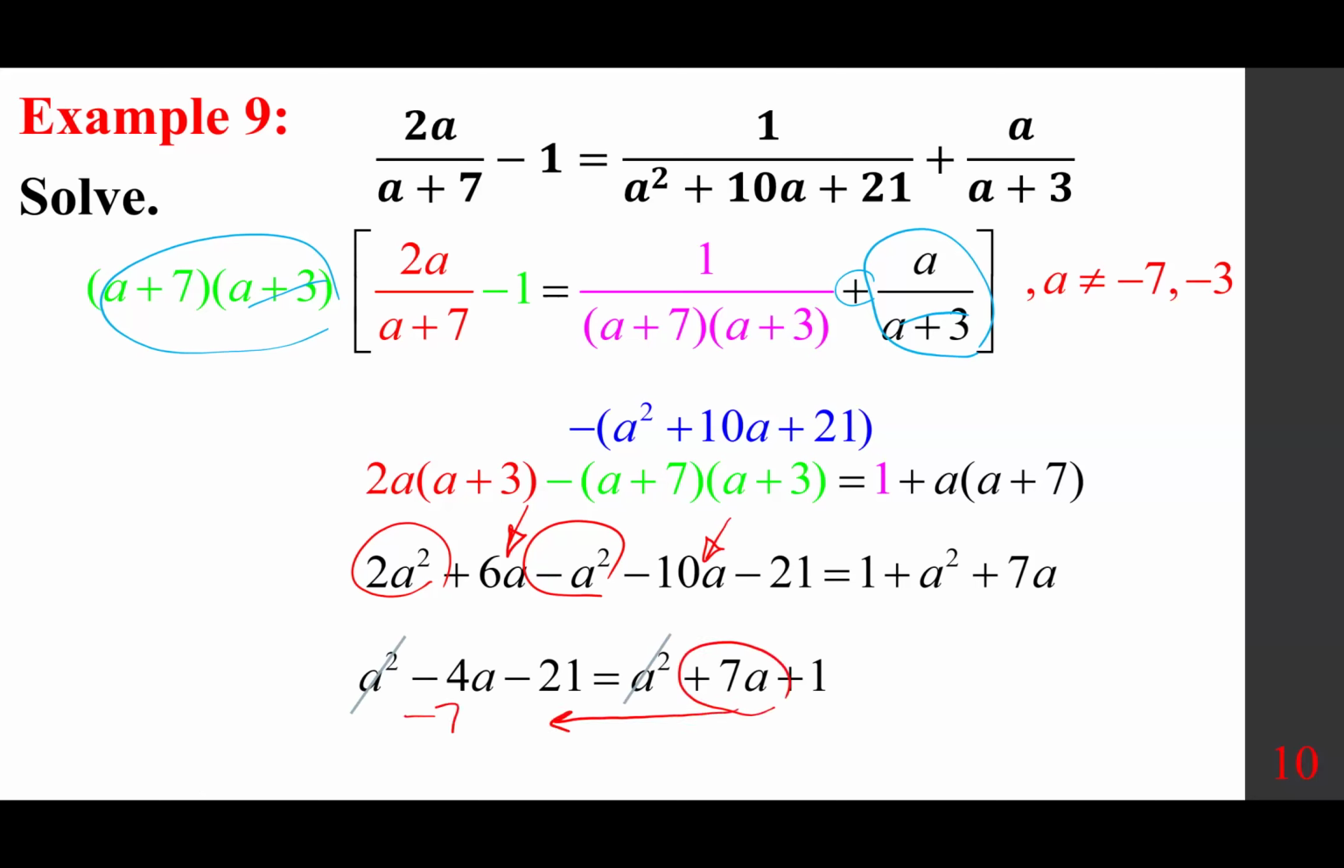I'm going to move this. We make it minus 7a with minus 4a is negative 11a. Then I move this: minus 21 becomes plus 21 with 1 becomes 22. Divide by negative 11. a is minus 2. Check. All is fine. Needless to say, it's a good practice to check with the original equation.